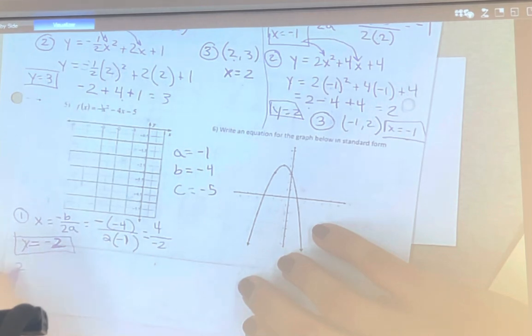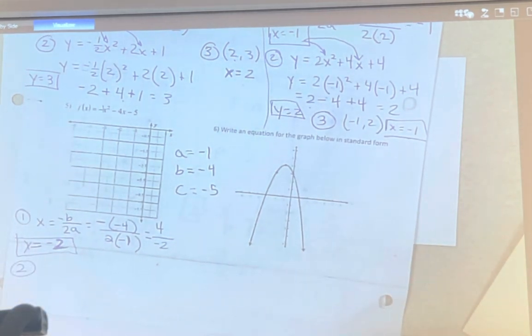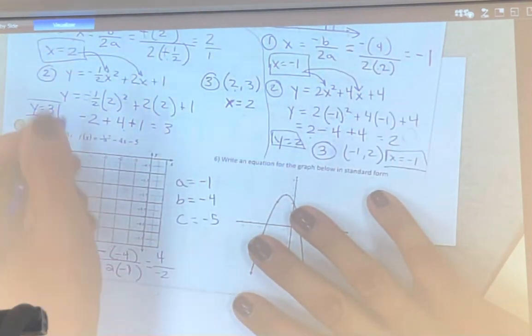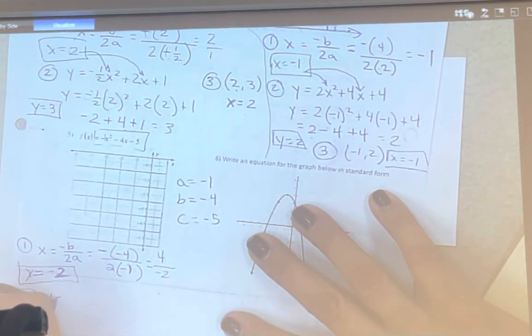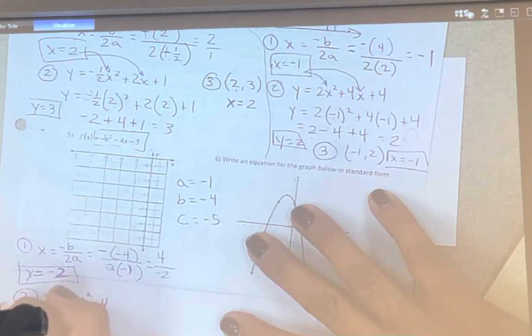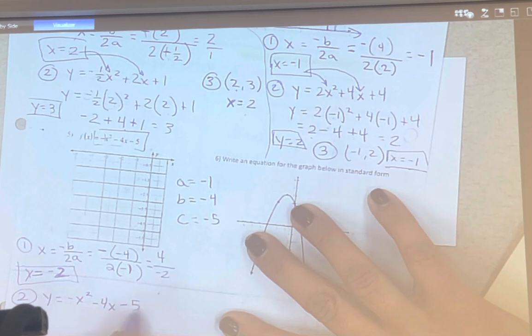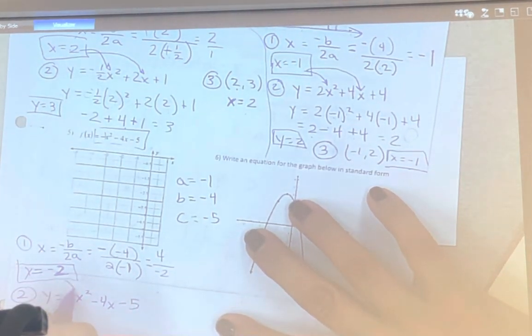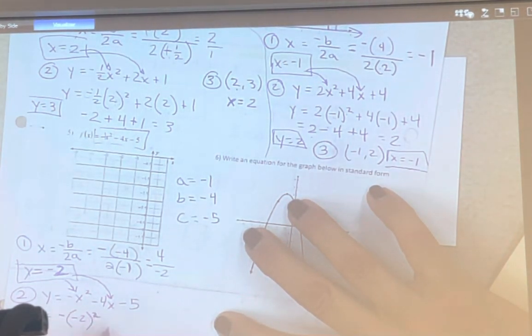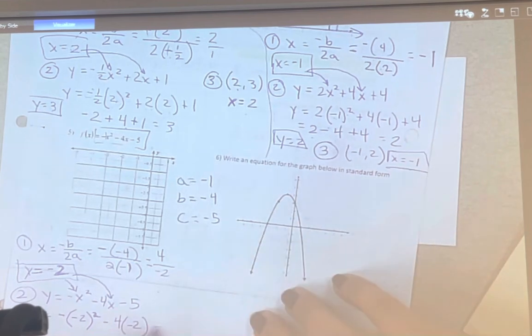Okay, step 2. What is step 2? Rewrite the equation, which is negative x squared minus 4x minus 5. And then we substitute that negative 2 in for x. So we have negative, don't forget that negative, parentheses, negative 2. You always do the parentheses, guys, just always, always. It makes it so much simpler and clearer. Negative 4, parentheses, negative 2, minus 5.